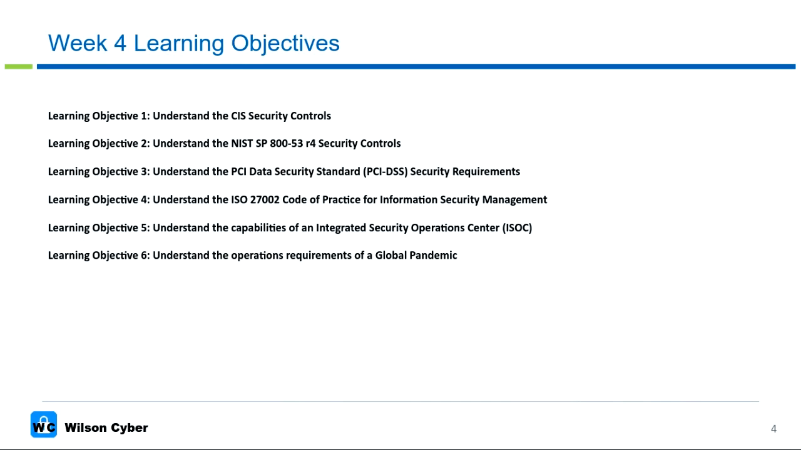Week 4 learning objectives. 1, understand the CIS controls. 2, the NIST 800-53 controls. 3, understand the PCI Data Security Standard security requirements. And 4, the ISO 27002 Code of Practice. Objective 5 is capabilities of an integrated SOC. And 6 is the operations requirements of a global healthcare pandemic.